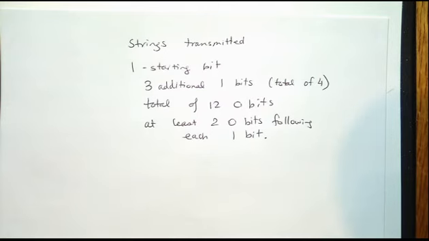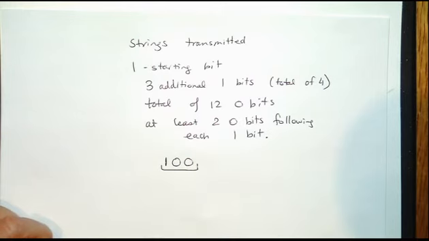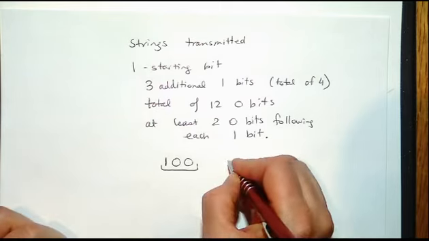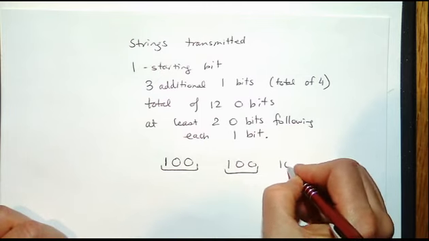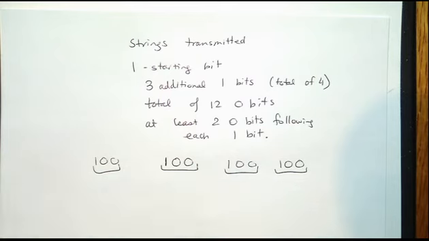So this is a case where we need to draw a good picture. Every time I have a 1 bit, I have to have 2 zeros after it, so I might as well think of that as a unit. There were 4 1 bits that we have to have, and it looks like we have to have a total of 12 0 bits. So what's the total length of the string?